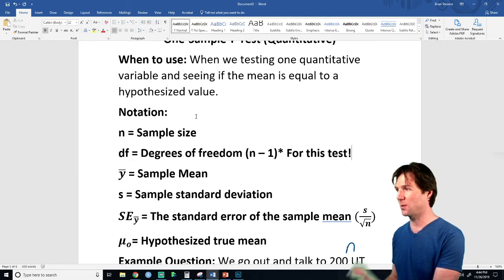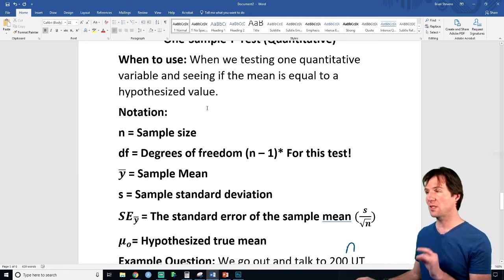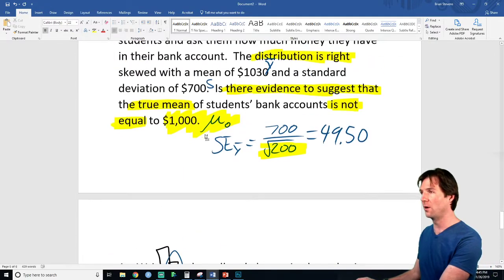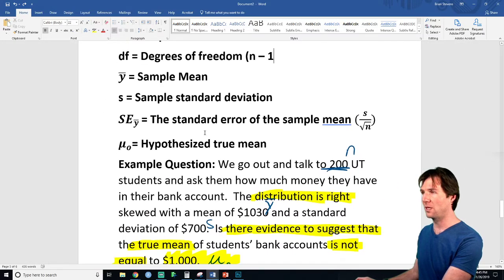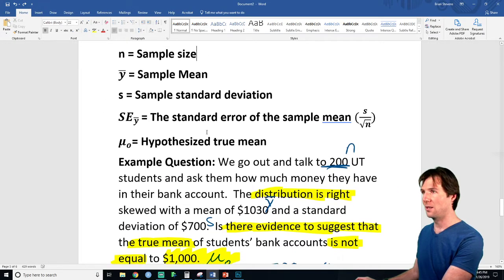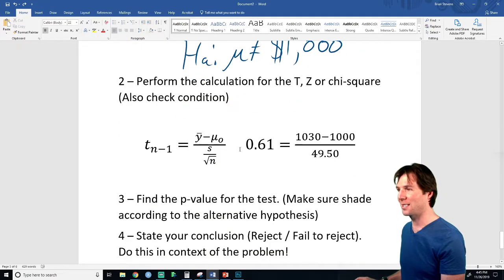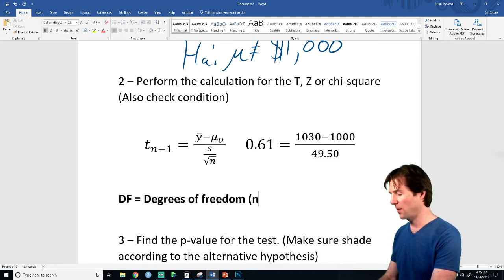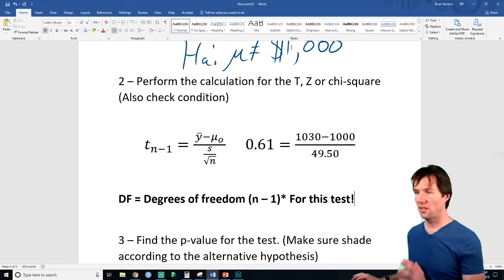For this test, let's put an exclamation point right there. Only for this test, the one sample t-test, is n minus 1 degrees of freedom. Very important stuff right there, and oh no, we're gonna make the notes all crazy if we leave this in, so we can't. Let's go down here and write that down here. Okay, so let's put it right here, make this look all nice, and let's go df equals degrees of freedom, n minus 1, and then put a star for this test. Only for this test is it n minus 1.